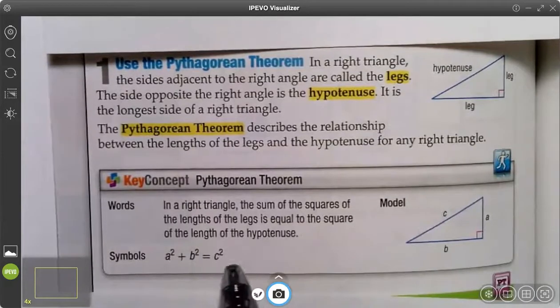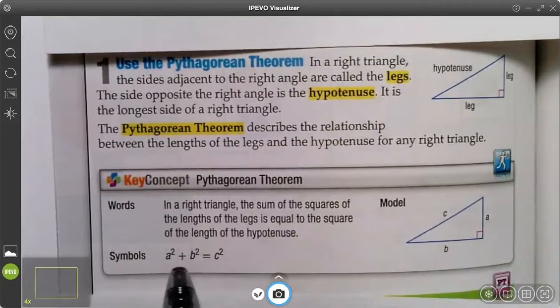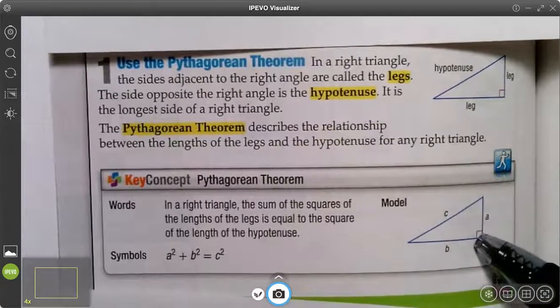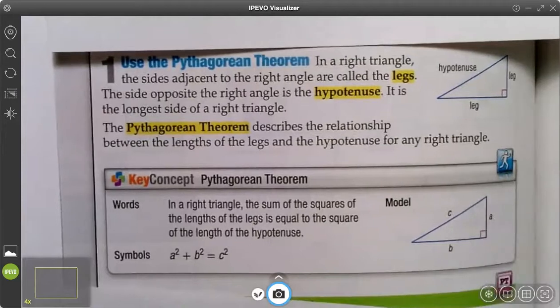You may see the Pythagorean theorem written where they swap sides with the equal sign. C squared equals a squared plus b squared. Same thing. I like a squared plus b squared equals c squared. Two sides adjacent to the right angle are legs. The side across from the right angle is the hypotenuse, and the hypotenuse is always the longest of the three sides.